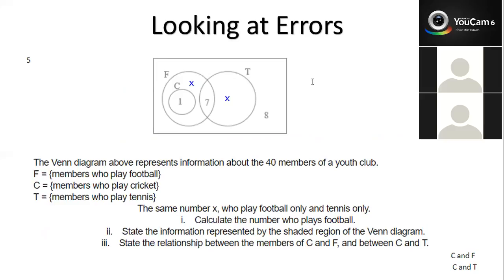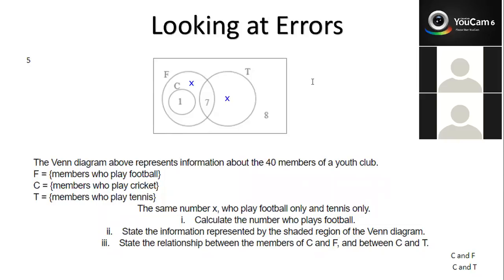All right, let's give Chevelle a chance. Chevelle, will you explain to her how you got your answer? First, you need to find the value of X. You hear that, Julian? Why would you need to find the value of X first, Chevelle? The 1 plus 7 plus the 2x.